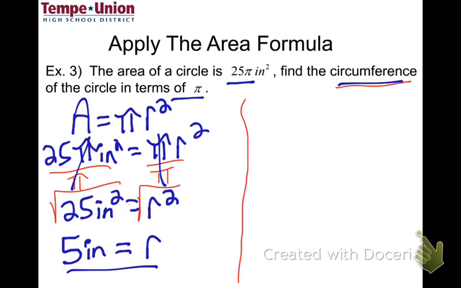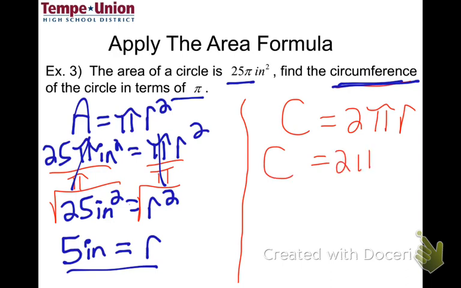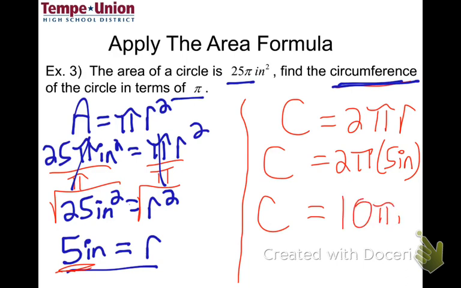Then we can come over here and figure out the circumference. Circumference is equal to 2 pi times the radius. So circumference is 2 pi times the radius we just figured out, which is 5 inches. Then we just multiply those together, so that's 10 pi inches. This one doesn't say to round to the nearest tenth, it just says in terms of pi, so we're allowed to leave a pi in our answer there.